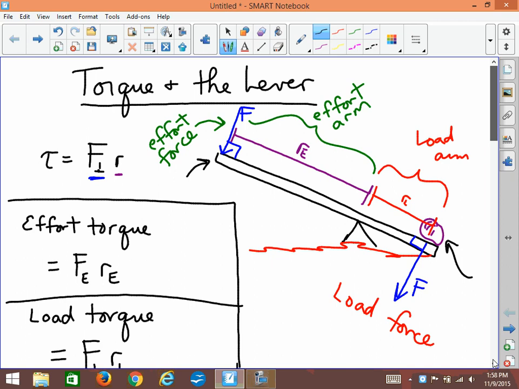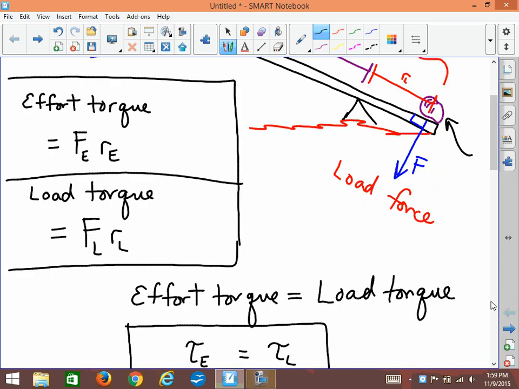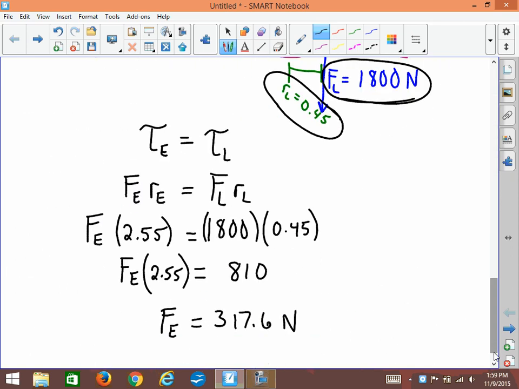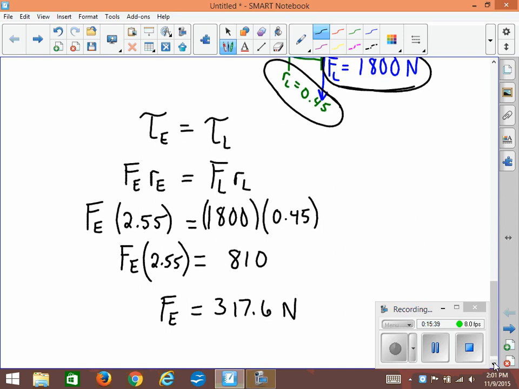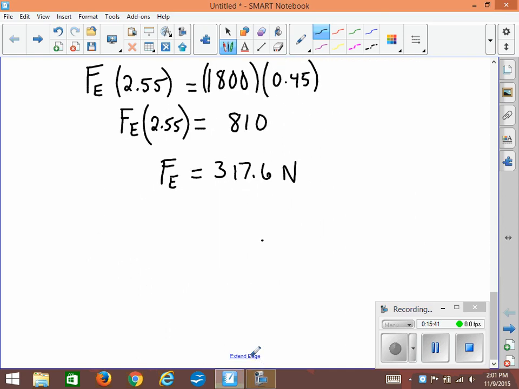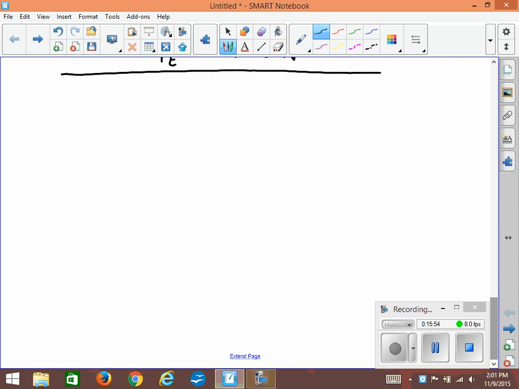Okay, great. Now, whoops, I keep moving myself down here. Let's go back down to the bottom. Okay. All right, and so we'll do one more example, just to show you that sometimes it doesn't necessarily have to be an actual effort force. I'll just show you what it could look like.